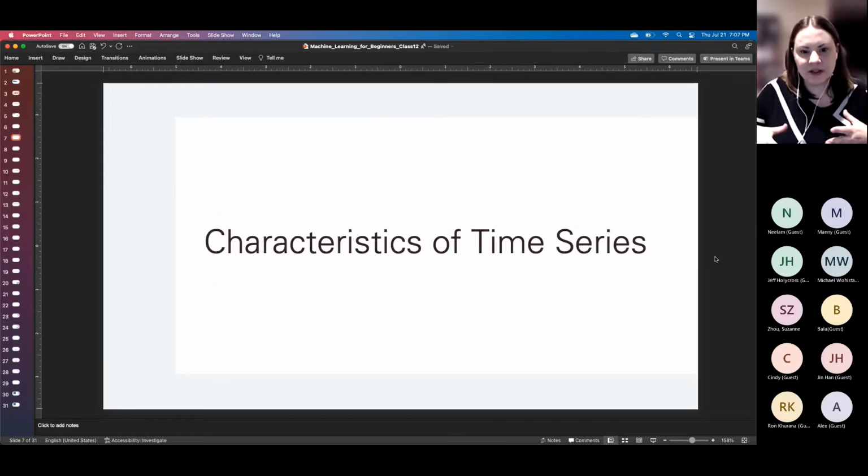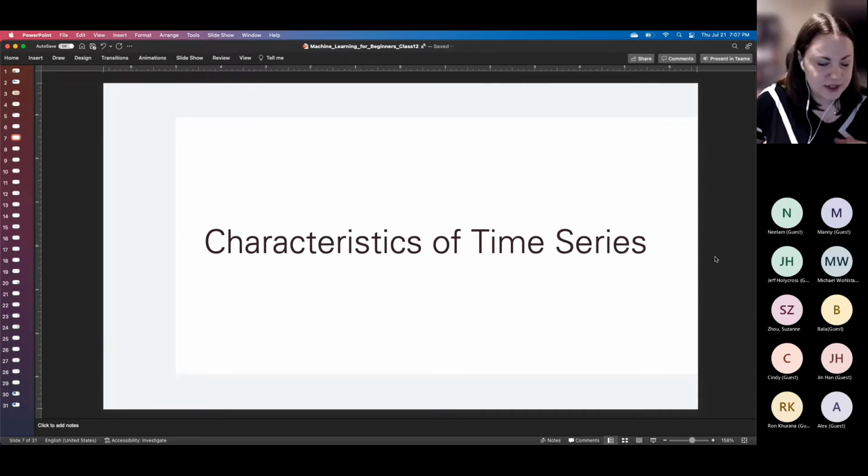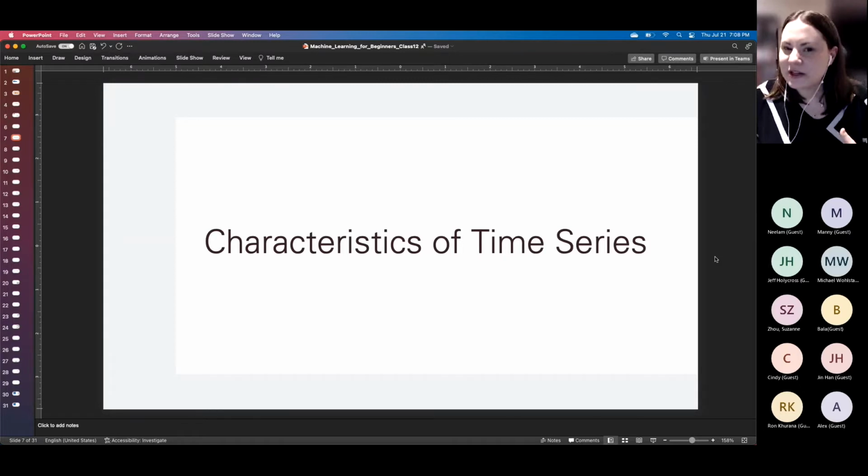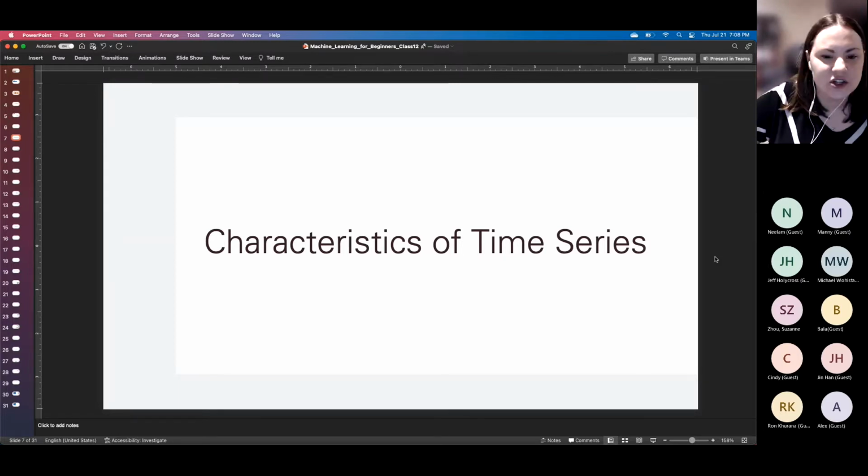Now I'm going to jump into the characteristics of time series. Specifically, I'm going to be talking about stationarity as well as looking at some ways to understand if your data is stationary or not. I have gone over this in my previous class, so this is a little bit of a review, but I wanted to make sure everybody knew and remembered about this. I'm not going to dig into as much detail, but I wanted to do a quick review.